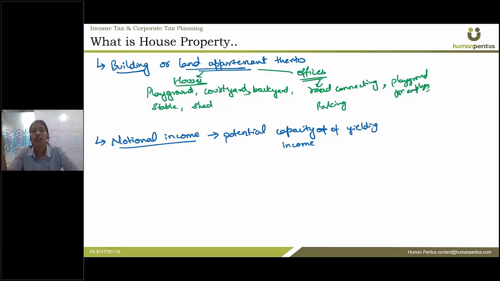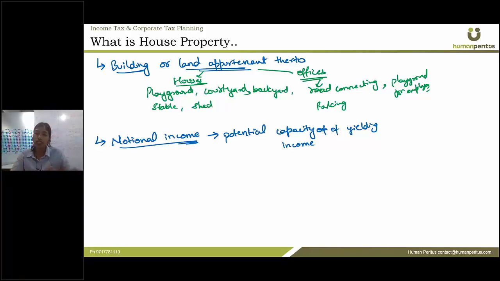Notional income means that even if you are not earning any income from that house property or from the land appurtenant thereto, it will be considered as notional income, because we will calculate the capability of that building. Even if you are not letting it out for rent, even if you are not getting any income from that property, what is the capacity that you can earn if you let it out, or if you use it? In that case, we calculate notional income. Only under the head of house property do we calculate income on a notional basis, that is, we calculate the capacity. It does not depend on whether you are actually earning it or not. If it has the capacity, then it is an income.